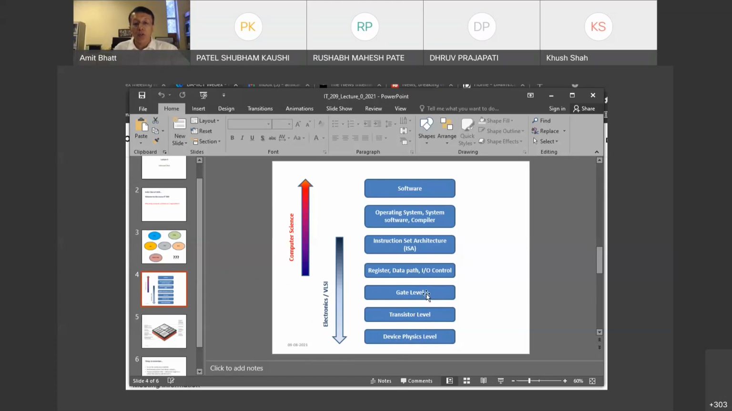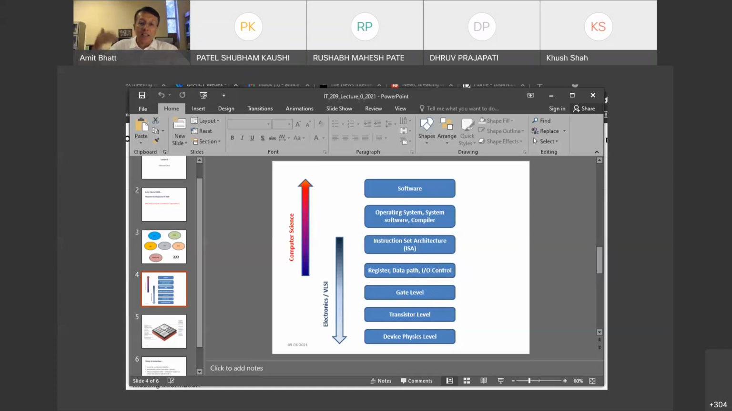If you go a level higher in abstraction, you go to gate level design. And for gate level, that is the course which was taught to you called DLD, digital logic design, where you learned about these gate level designs. Then you come to registers and data paths and IO control and instruction set architecture. So these two things would be part of your computer organization.